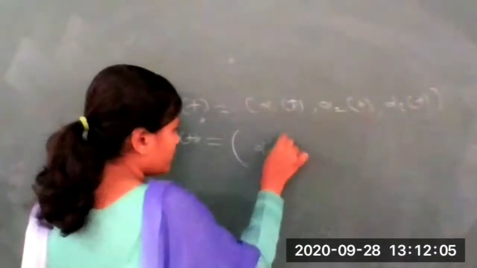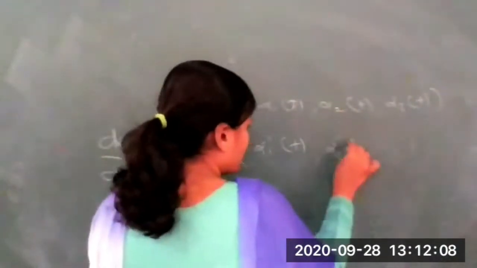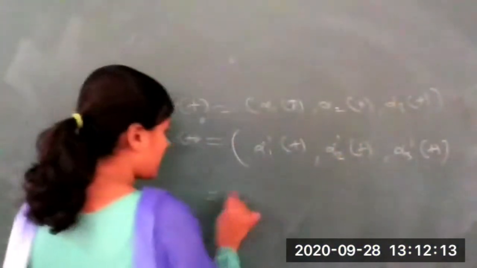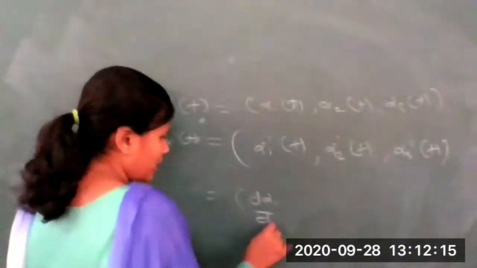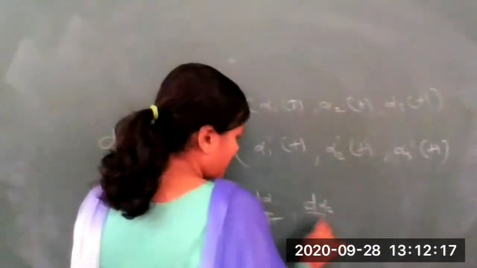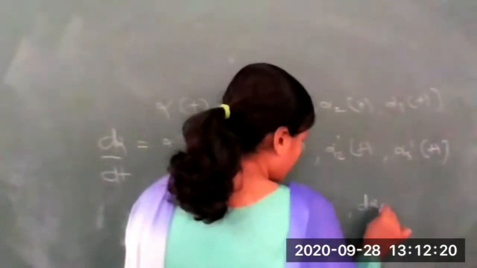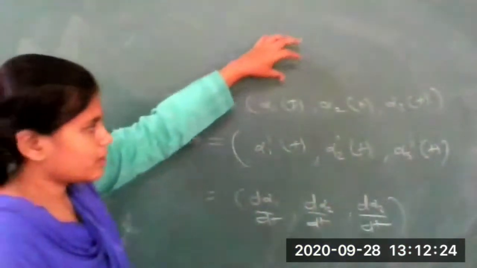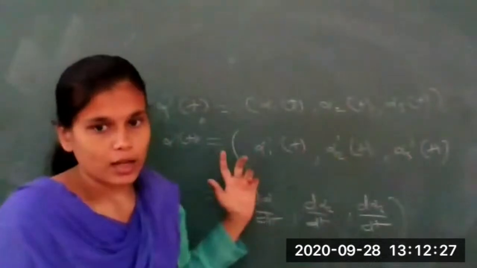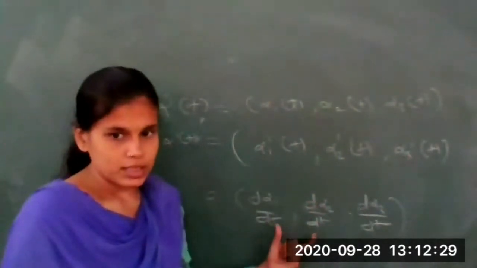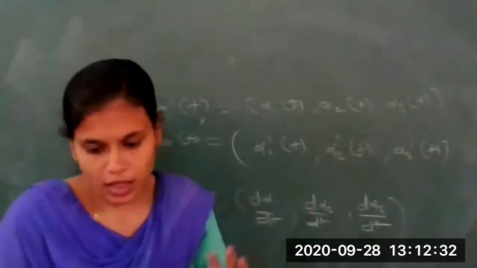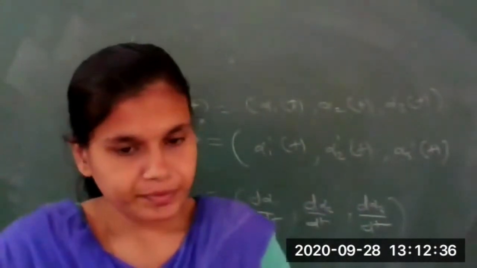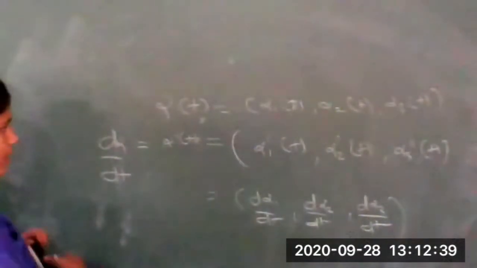So this will be alpha 1 dash t, alpha 2 dash t, alpha 3 dash of t. And we can write this as d alpha 1 by dt, d alpha 2 by dt, d alpha 3 by dt. Differentiating the curve alpha of t means what? We have to differentiate each and every coordinate. Okay, so hence this is nothing but the velocity of the curve. Now you have to tell me the difference between velocity and the speed of the curve. Now let us go for the next one.